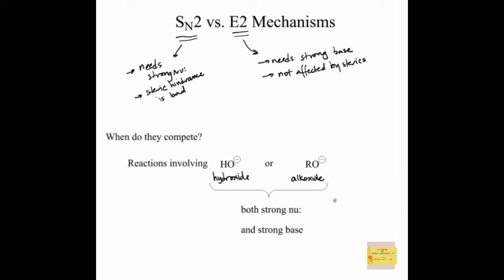Okay, what's special about these species is they are both strong nucleophiles, meaning they love to do backside attack, they're great for an SN2 mechanism, and they're strong bases, meaning they can also go after a proton and do an E2 elimination. So we really need to be on the lookout when we're using hydroxide or alkoxide, and we'll have to make a decision between the E2 and the SN2.